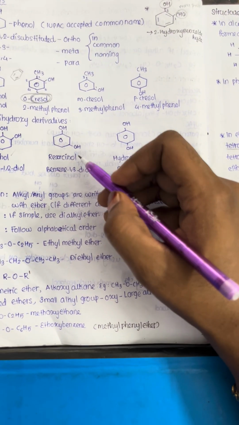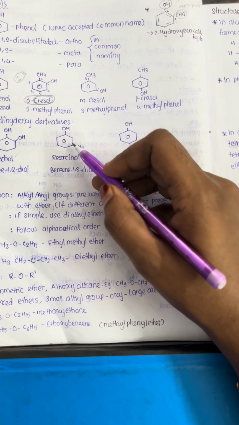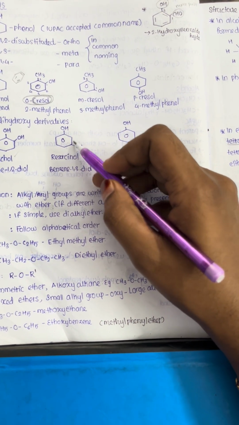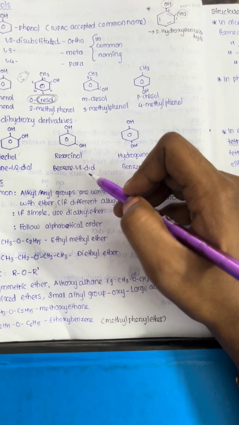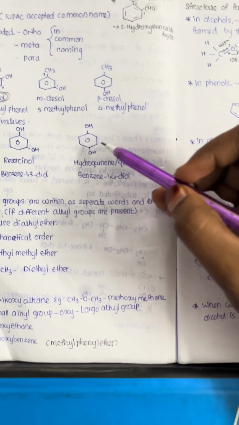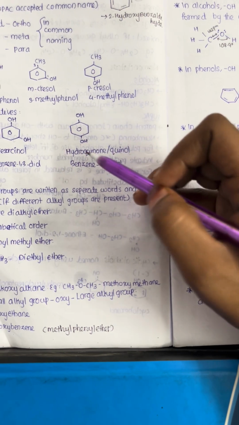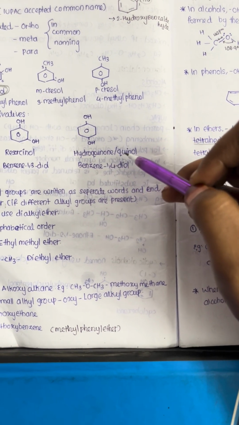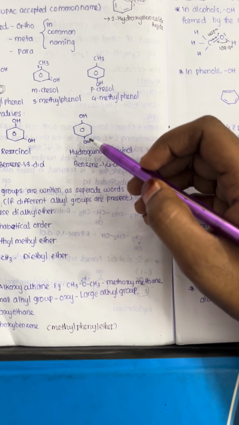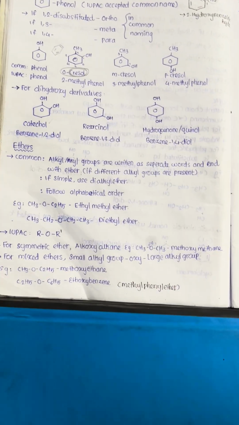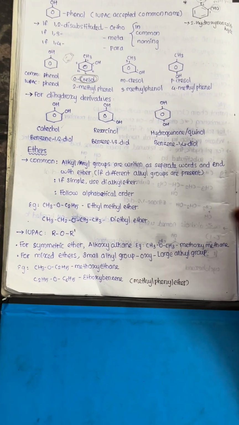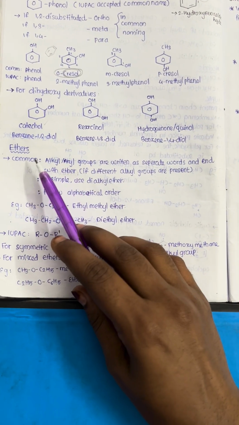If we have these OH groups on the benzene ring at 1 and 3 positions, it is called resorcinol. In IUPAC it is benzene-1,3-diol. Next, at 1 and 4 position, it is hydroquinone or quinol. Its IUPAC name is benzene-1,4-diol. So this is about the nomenclature of alcohols and phenols. The next is ethers.